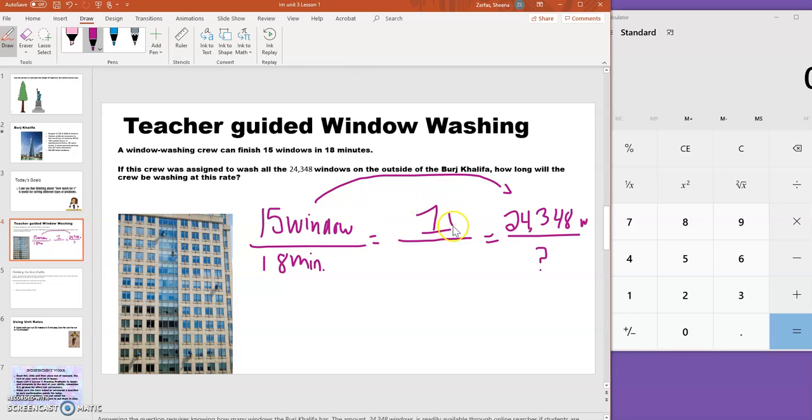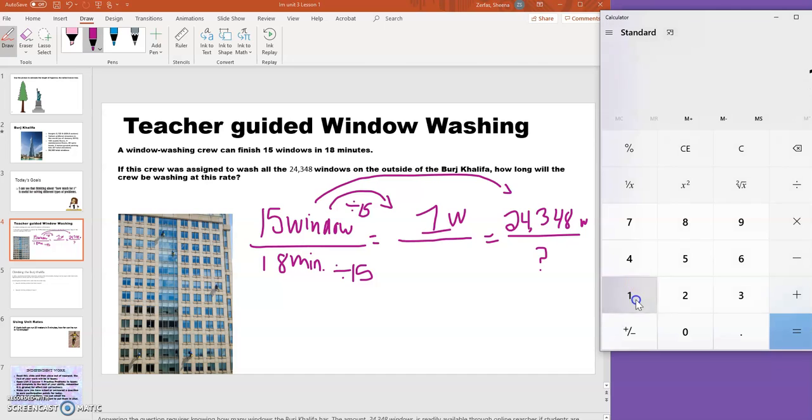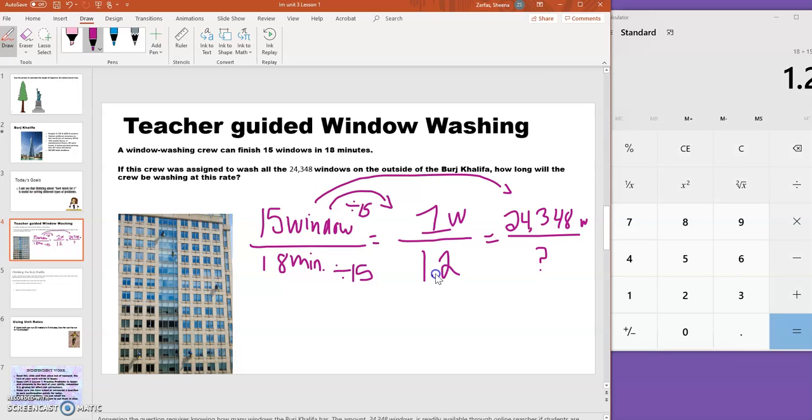So if I want to have one window and I am starting with 15, I am going to divide by 15. Just like our ratio, whatever we do to one side, we're going to do to the other. For this division, I'm going to use my calculator. 18 divided by 15, and that tells me one window will take 1.2 minutes. Using this unit rate, now it is very easy to figure out how long it takes to wash 24,348 windows.